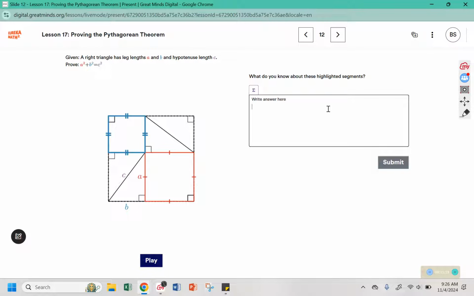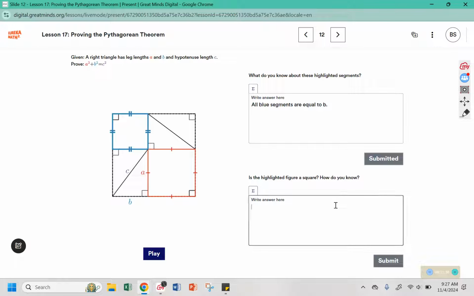What do we know about those highlighted segments? All blue segments are equal to B. Is the highlighted figure a square? Yes. The four sides are the same, and they have right angles.